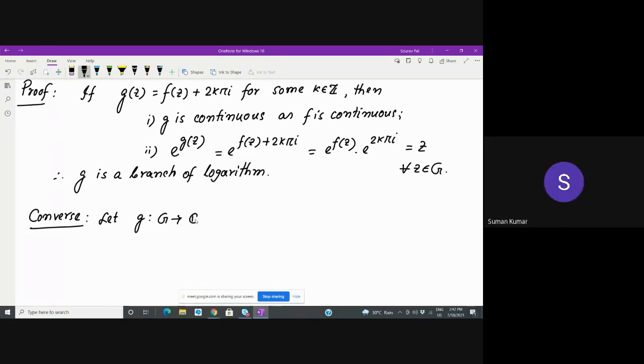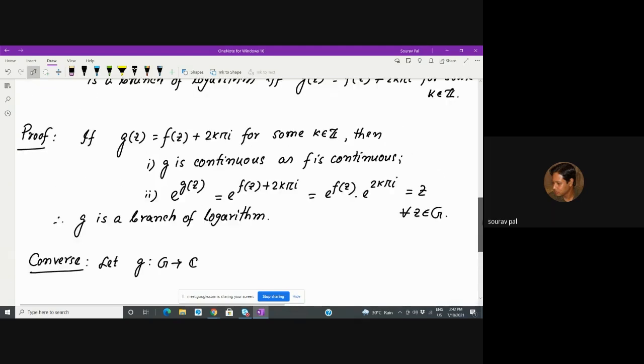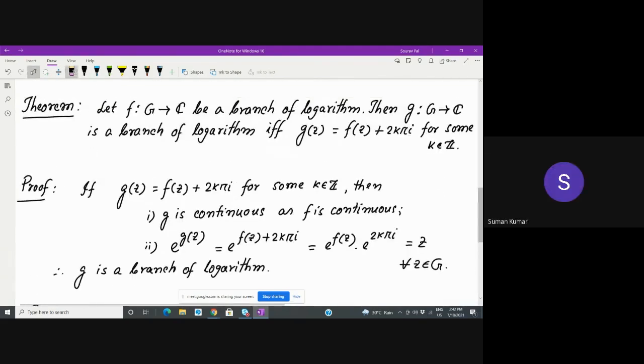Hello, sir. Yes. In the statement, it is for some k in Z, or for all k in Z, in the statement of the theorem? So you just look at the statement of the theorem. It is for some k in Z. The statement says g is a branch of logarithm if and only if g(z) equals f(z) plus 2 pi i k. Yes, sir. If and only if.